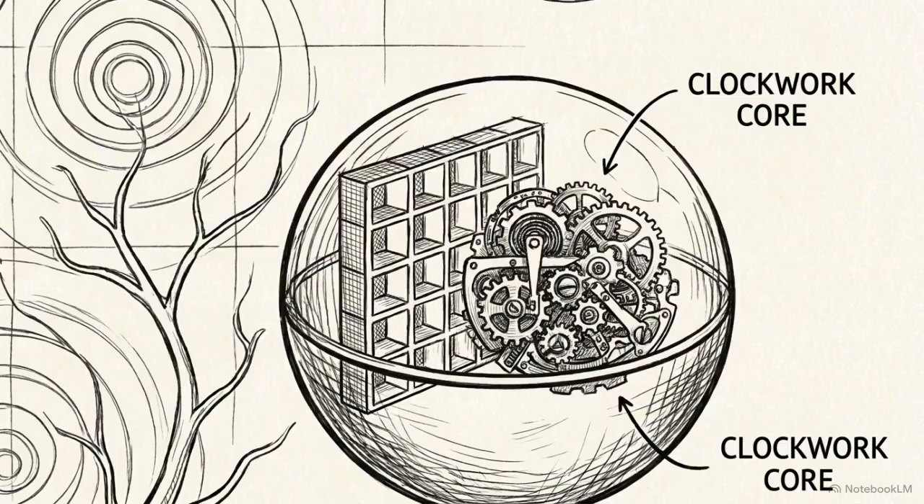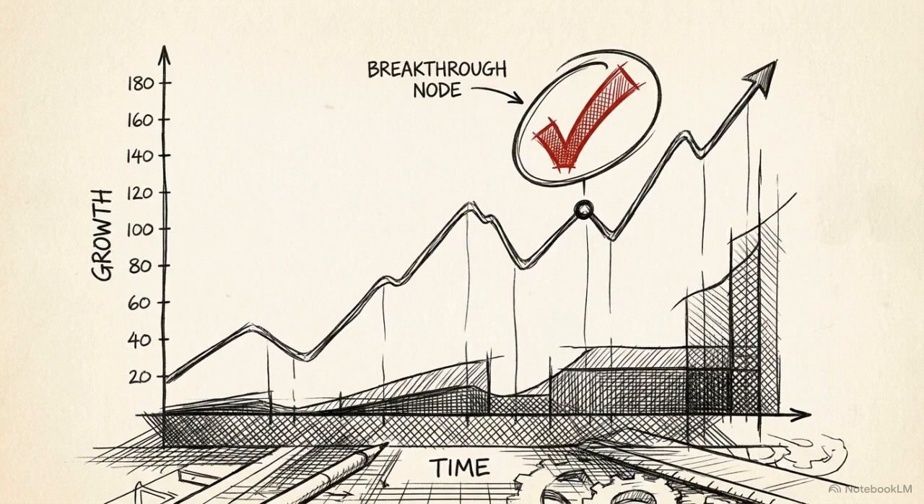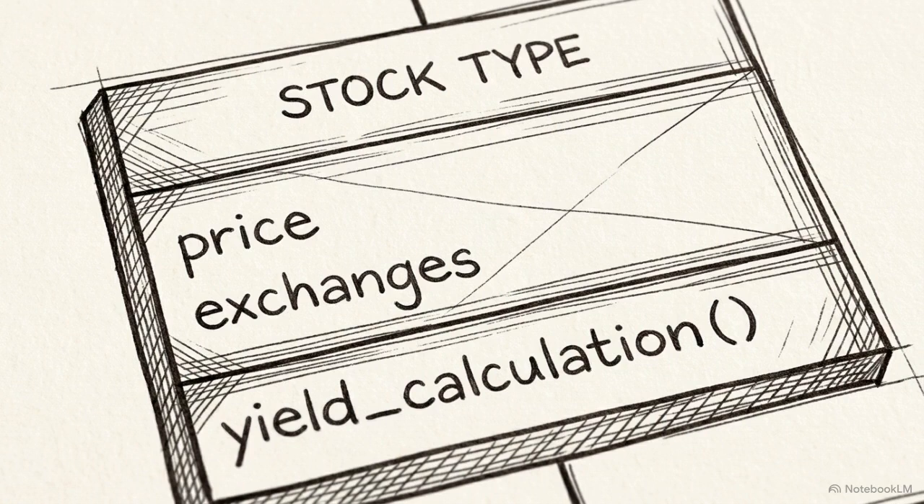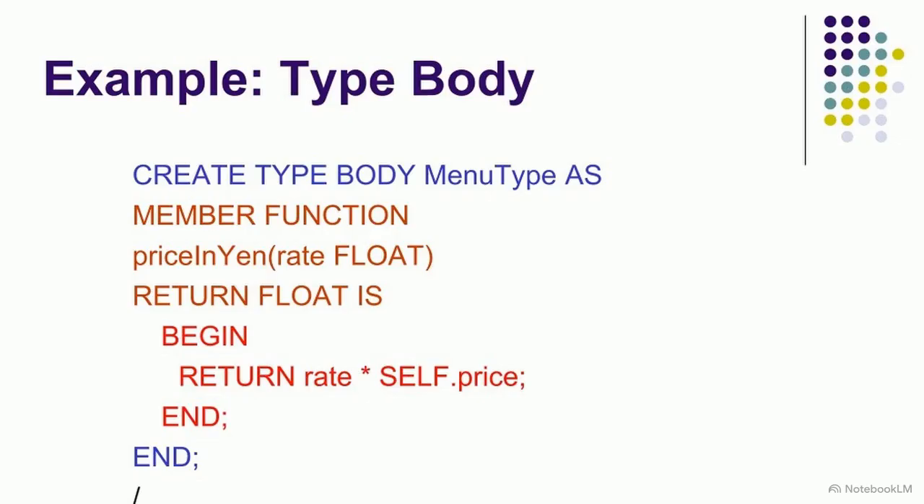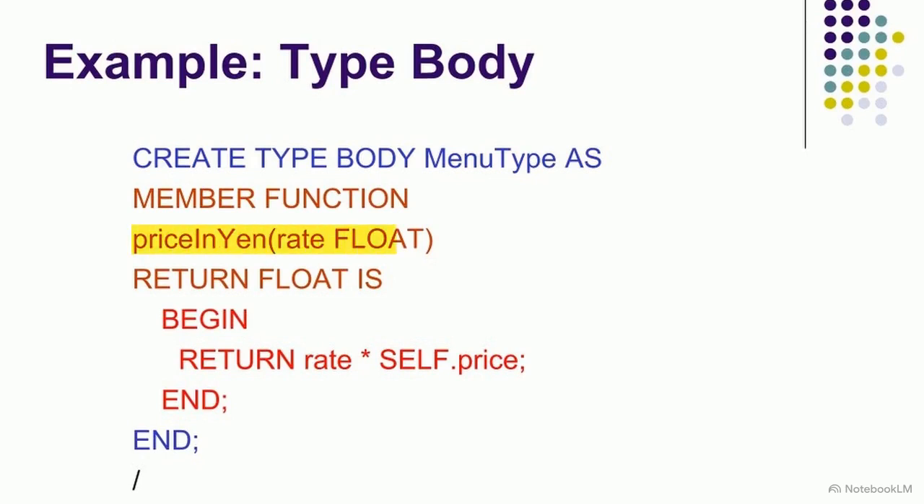Beyond grouping structural data, an ORDB also groups the behavioral logic that acts upon that data. Rather than storing PL/SQL scripts separately from the tables, the logic is encapsulated directly inside the object itself as a member function. For example, if we need to calculate the yield of a specific stock or determine a price conversion, we build a function specifically for the stock object type to perform that calculation. This code block displays the exact PL/SQL syntax used to create a type body. The type body houses the implementation of the member function, in this case, calculating a price in yen based on a given exchange rate.